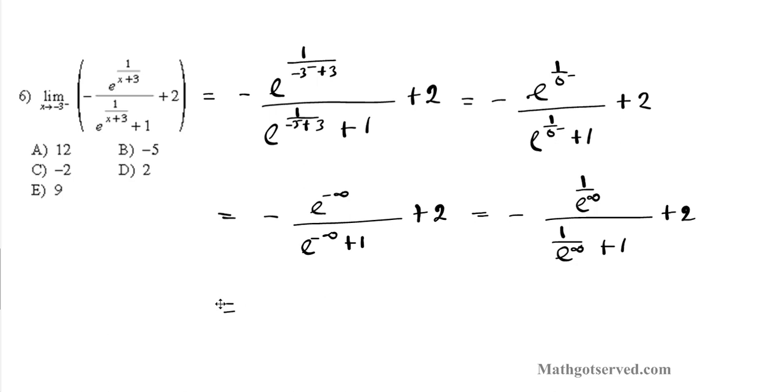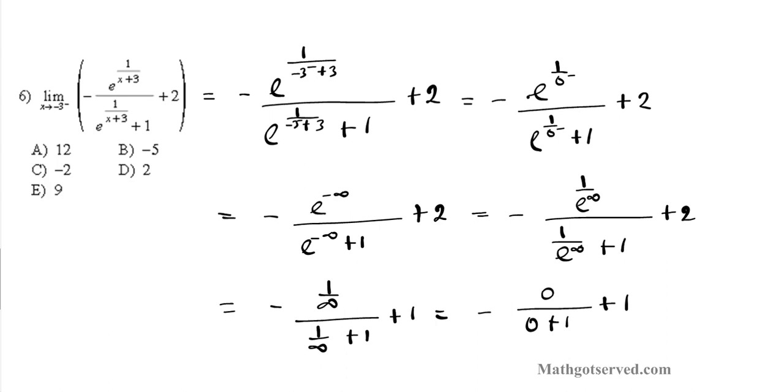Okay? Simplifying further, you have negative 1 over e to the infinity, which is the same thing as 1 over infinity, divided by, same story here, 1 over infinity plus 1 plus 2. All right, so simplifying further, negative 1 over infinity is just 0, and 1 over infinity here is 0 also, plus 1, and your final answer is simply going to be, oh actually this is plus 2, I changed it, sorry. So 0 plus 2 is just going to be 2. All right, so our answer is option letter D.